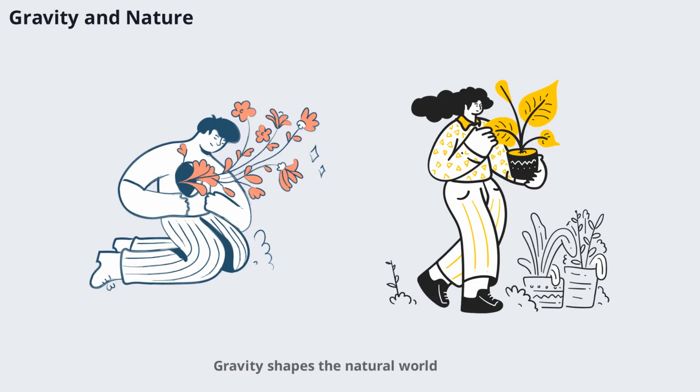Gravity shapes the natural world, from the flow of rivers to the growth of plants. Water always flows downhill because of gravity, carving valleys and shaping landscapes. Plants sense gravity and grow their roots downward, a process called gravitropism.